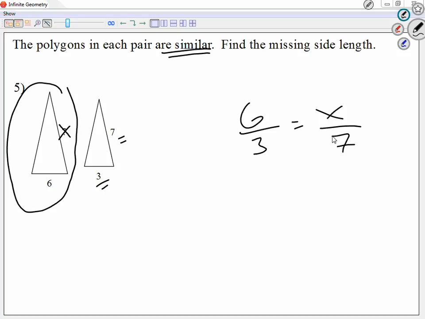Simplify your fractions if you wish, or cross multiply already. I think the numbers are small enough, so I'm not going to simplify. We can, but I'm not going to. I'm just going to get that 3x is equal to 42. I cross multiply. 3x equals 42. What's x? 14.